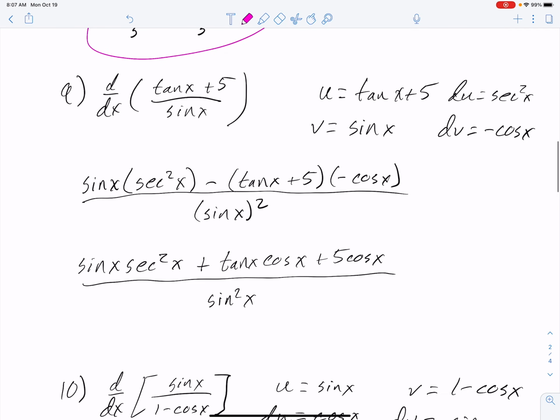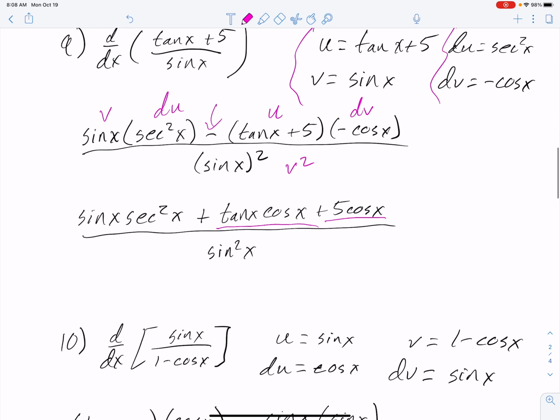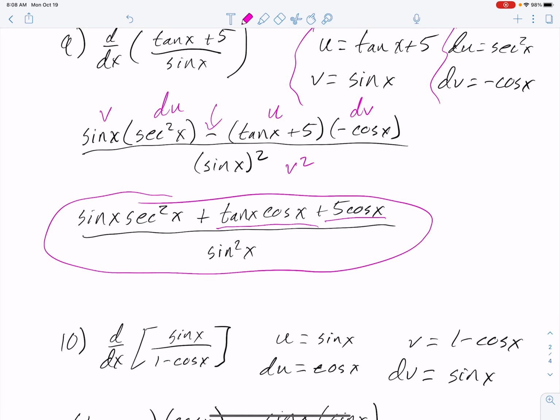Number 9, some trig functions. Again, I've taken the time to label my u and v values, label their derivatives. I've got my low d high minus my high d low all over low. Distributed my negative cosine x and the negative from the subtraction here to get plus tangent x cosine x plus 5 cosine x. And once again, it is extremely uncommon for something to simplify, so we've got our answer.